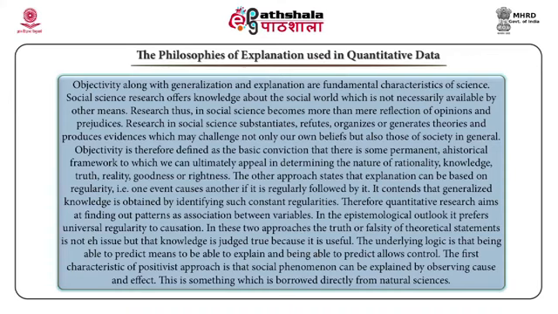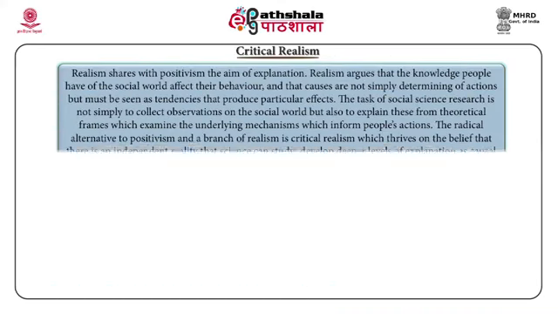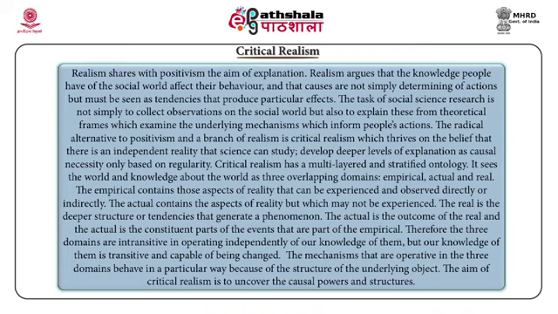In these two approaches, the truth or falsity of theoretical statements is not the issue, but that knowledge is judged true because it is useful. The underlying logic is that being able to predict means to be able to explain, and being able to predict allows control. Realism argues that the knowledge people have of the social world affects their behavior, and that causes are not simply determining of actions, but must be seen as tendencies that produce particular effects.